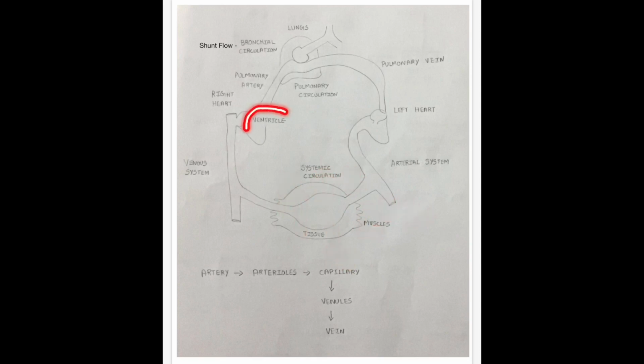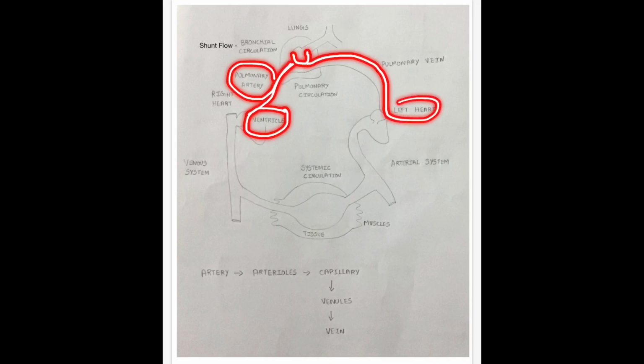The right ventricle of the heart carries the deoxygenated blood to the lungs through the pulmonary artery. From the pulmonary artery, the deoxygenated blood is carried to the pulmonary capillaries of the lungs. From the pulmonary capillaries, the deoxygenated blood is oxygenated, and the oxygenated blood is carried to the left ventricle of the heart through the pulmonary vein.